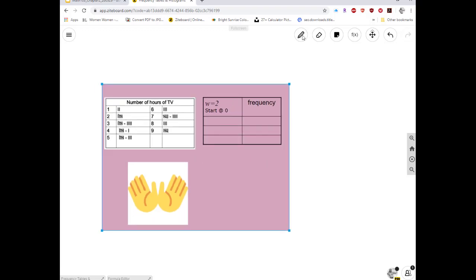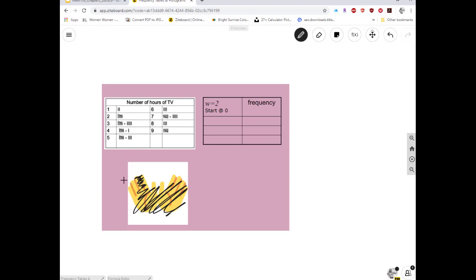And go in here. Okay, so now we've got a bin width of 2. So now we've got to use just 2 of these fingers. So I'm going to get rid of all the other fingers except for 2 of them. We're going to just use these 2 over and over. We're going to start at 0.